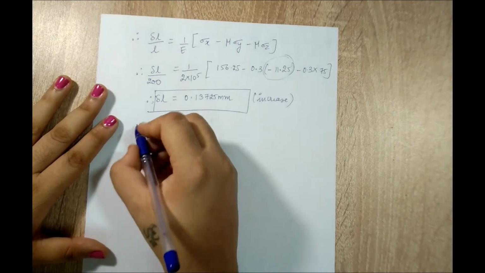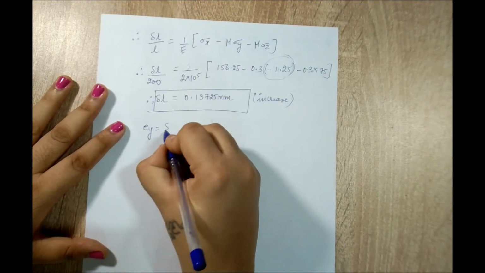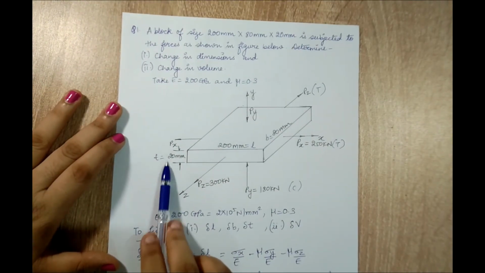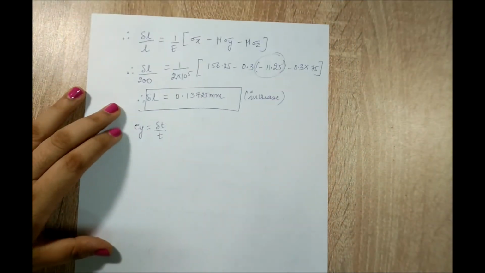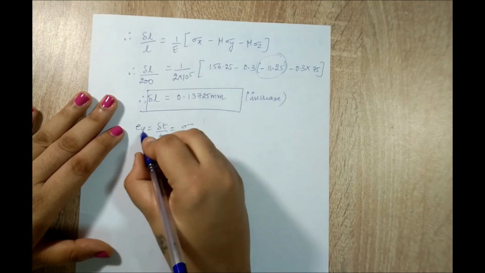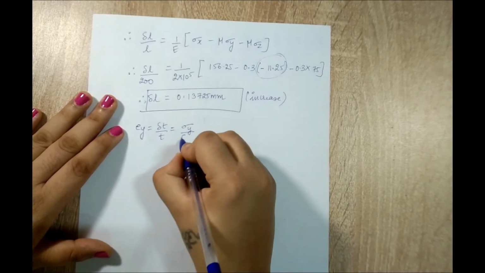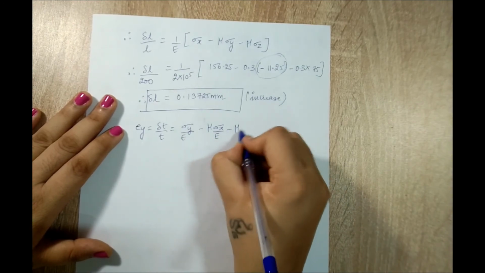Next I have to calculate epsilon y, which will give me delta T by T. That's what I have written here, that this dimension is T. It's along the y axis. For writing the formula, I'll again use the same technique as I told you. Since I'm talking about y direction, I'll write sigma y upon E, and the rest two will go in lateral.